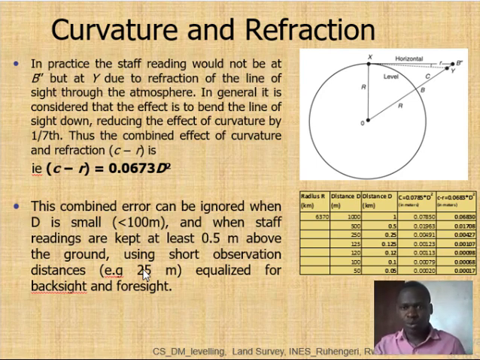When we use equal distances between back sides and fore sides, we eliminate the error of collimation. It means that by observing those conditions, we have eliminated all the errors that can affect the measurement of the elevation or the height of our point. Thank you for your kind attention.